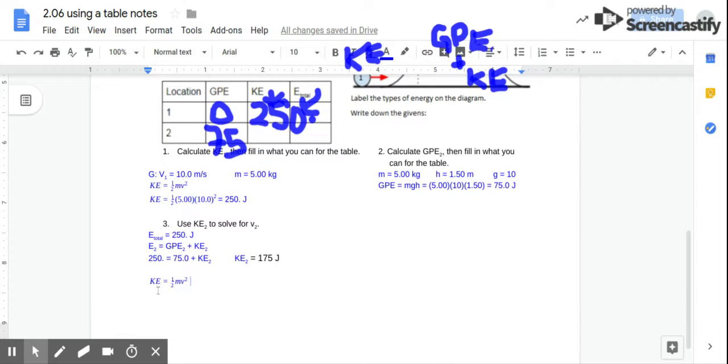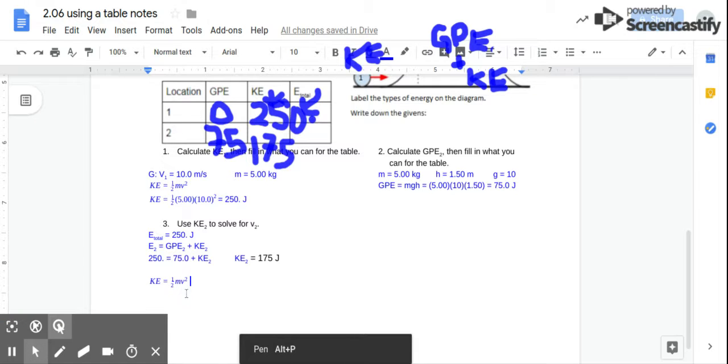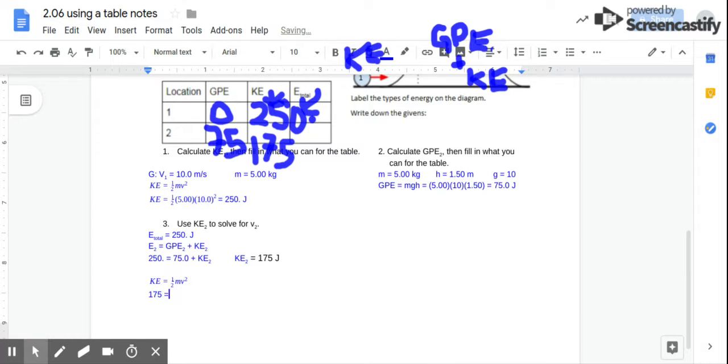So here we go. Last part of this. We're going to plug into KE. Oh, we're going to stop in 27 seconds, it says. Okay, so I'm going to plug in 175 is equal to half of the mass, which is 5, times v squared. Yep, we're out of time.